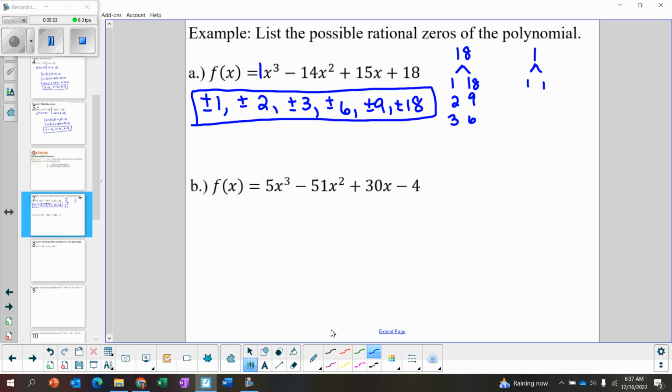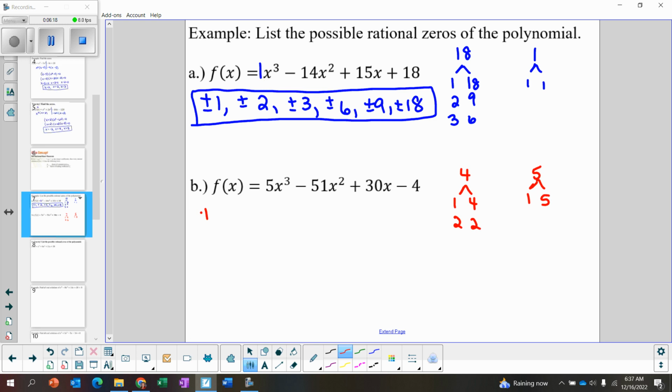For the second one, my constant is negative 4, so we'll just go right 4 because it's going to be positive and negative. So it could be 1 and 4 or 2 and 2. Our leading coefficient is 5, so that could either be 1 or 5. So I'm going to take each of these and put them over 1, and take each of these and put them over 5, because it's P over Q.